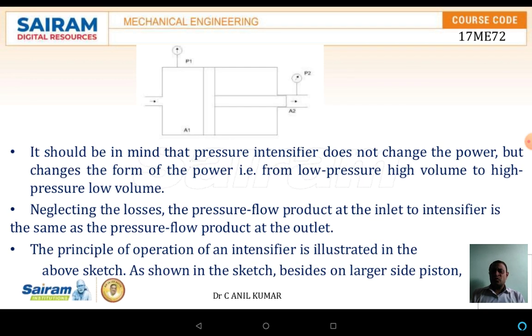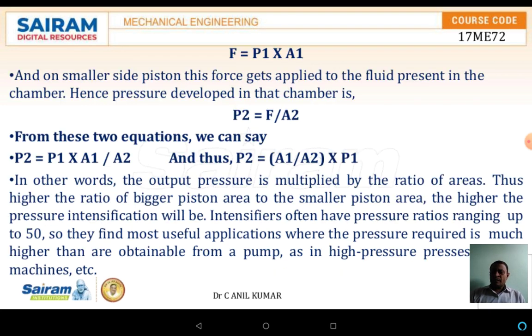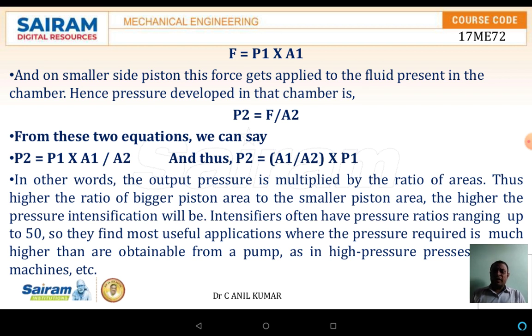The schematic diagram shows the pressure intensifier. In this case, there is a piston and cylinder mechanism. The other end also has a piston and cylinder mechanism, but that is the rod end. On one side the pressure is P1 and the area is A1, while at the other end the pressure is P2 and the area is A2. The force acting on the left side is P1 times A1, and the pressure P2 is F by A2.